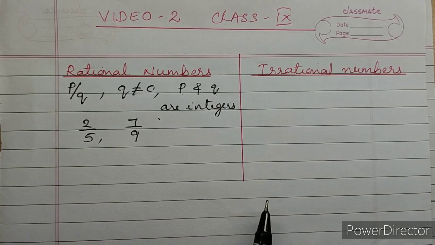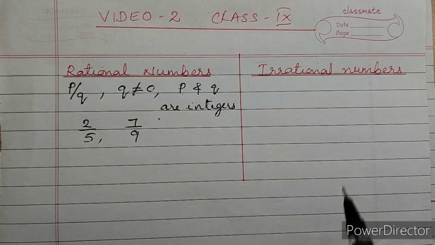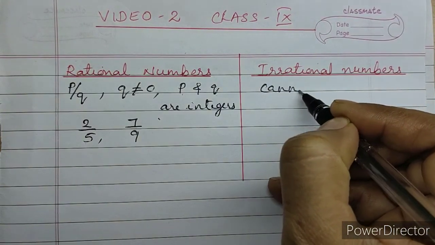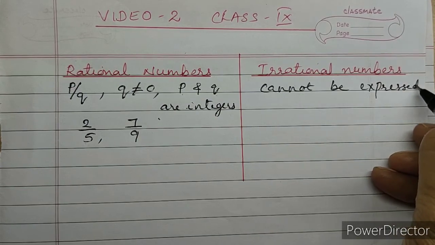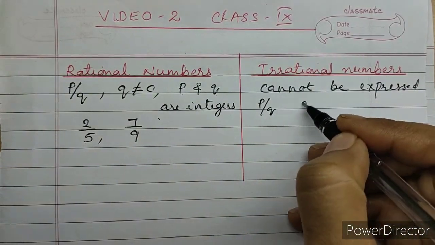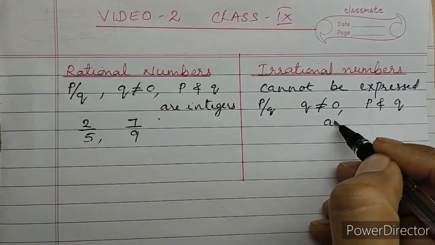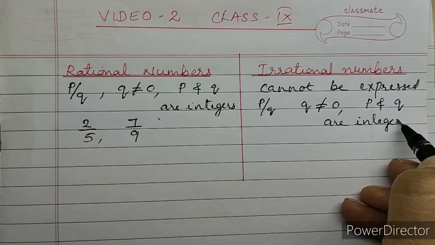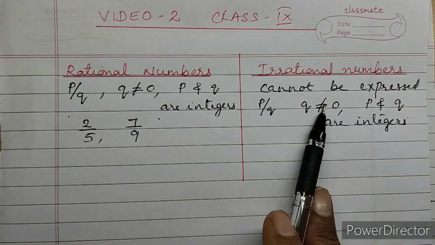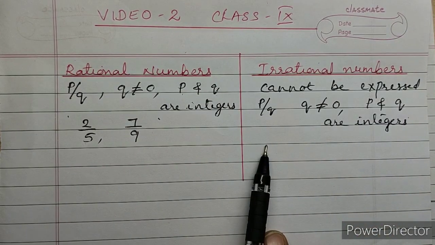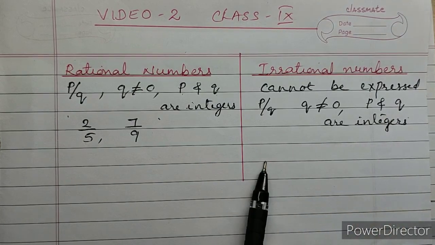Now what about irrational numbers? Irrational numbers, just opposite to that, you can write the numbers which cannot be expressed in P by Q form where Q not equal to 0 and P and Q are integers. Here, rational numbers can be expressed in P by Q form, but irrational numbers cannot be expressed in P by Q form. Condition also same condition only, Q not equal to 0 and P and Q are integers.